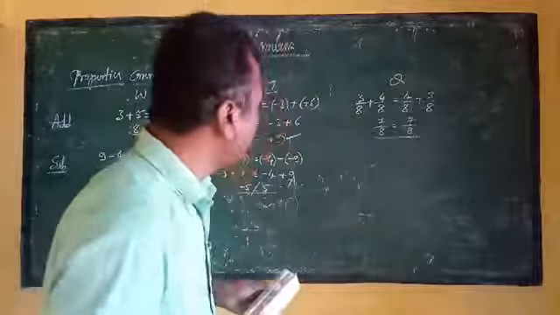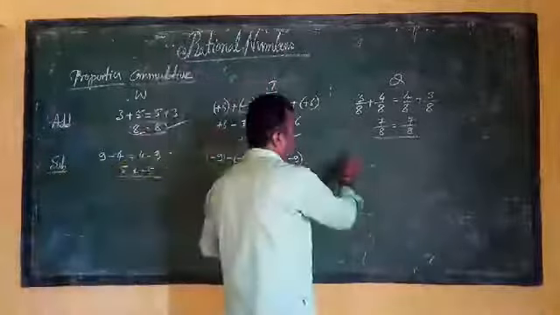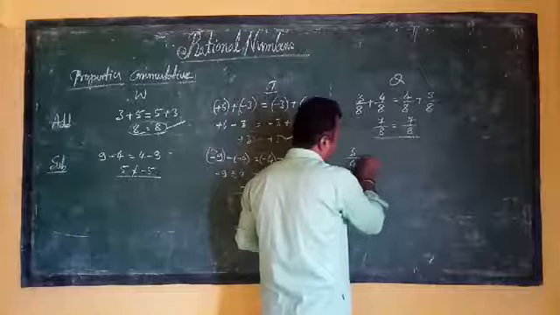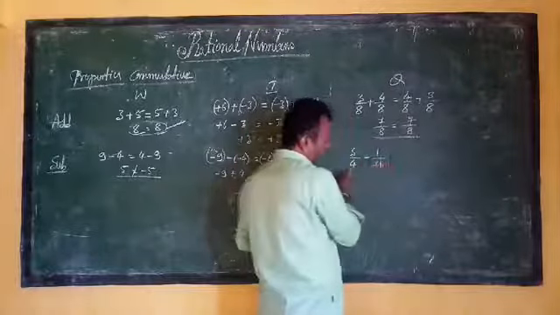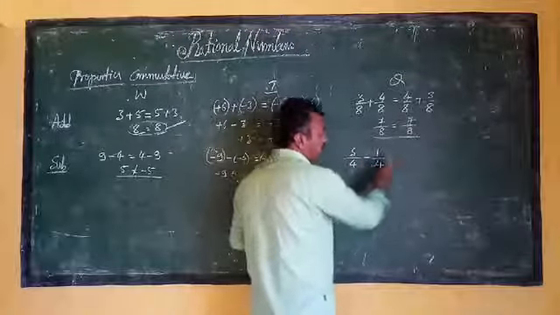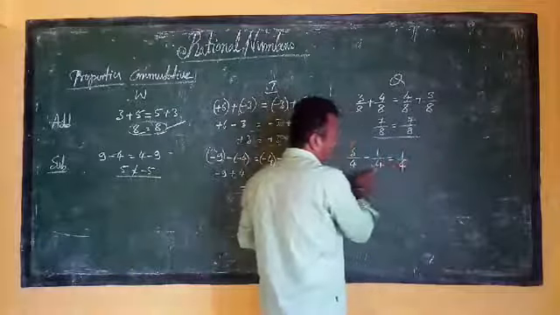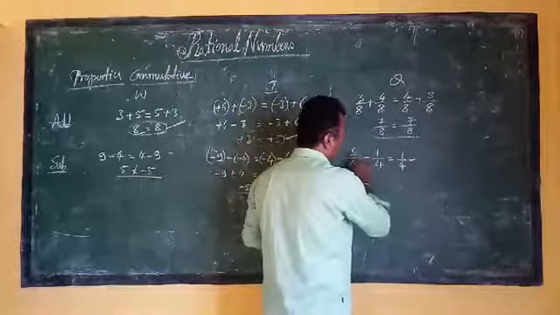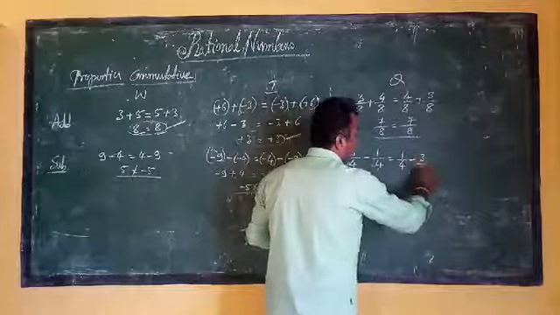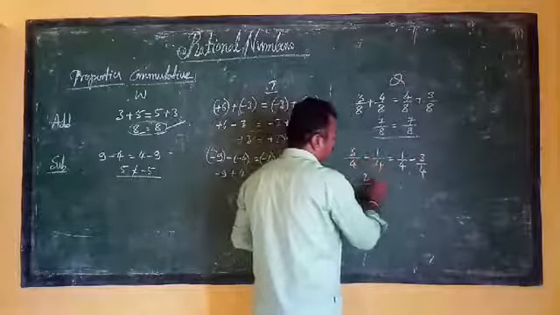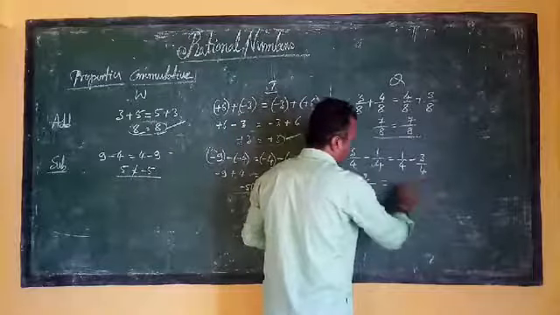The rational numbers under subtraction. See friends, 3 by 4 minus 1 by 4. This is one rational number and this is another rational number. So I will subtract in a different order. I write 1 by 4 first and minus 3 by 4 next. The 4 stays as it is. 3 minus 1 becomes 2, so 2 by 4, equal to, with the 4 as written.